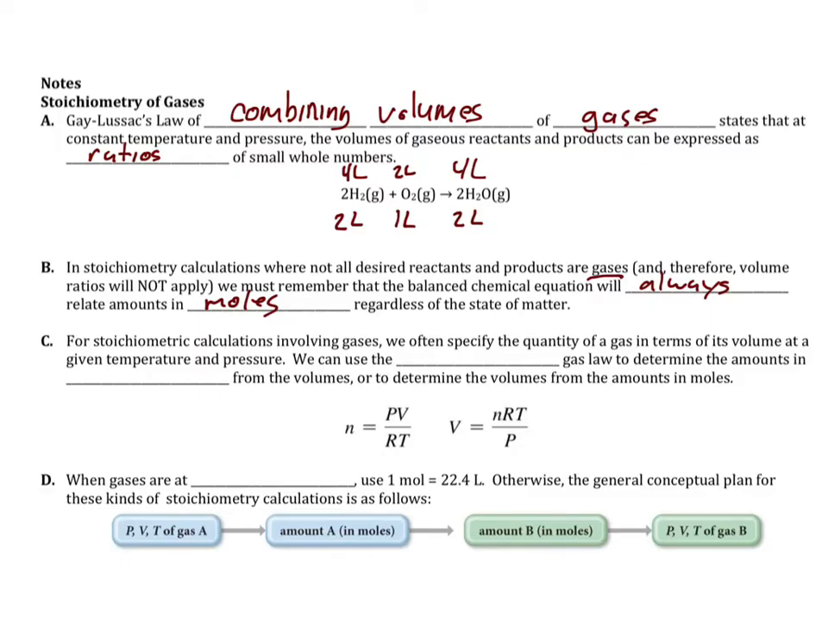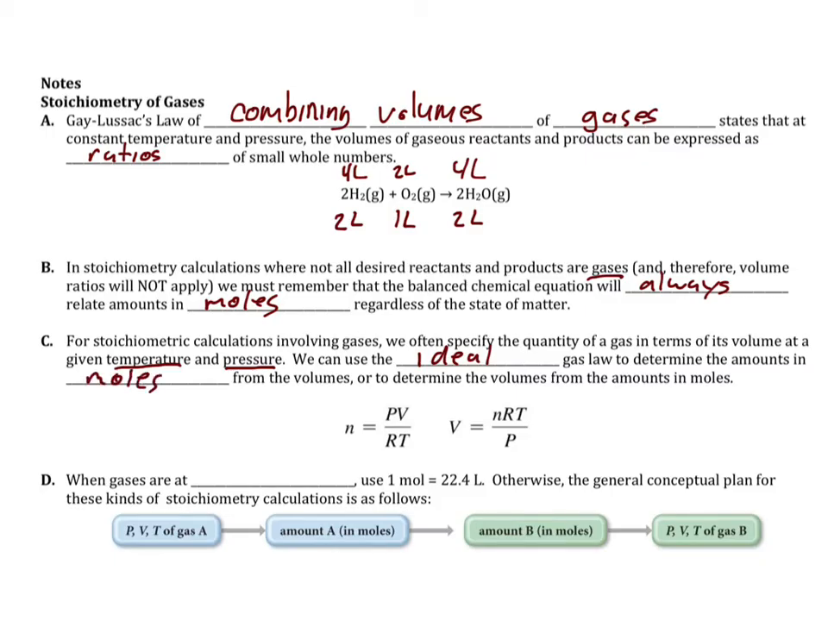All right, so for this next part here, now that we have established that we can use moles to go from one substance to another, what we can do is, for stoichiometry calculations involving gases, we often specify the quantity of a gas in terms of its volume at a given temperature and pressure. And so we'll always be given a temperature and pressure. And again, if we're given the volume, we're given the temperature, we're given the pressure, we can then use the ideal gas law, which is PV equals nRT, to determine the amount in moles.